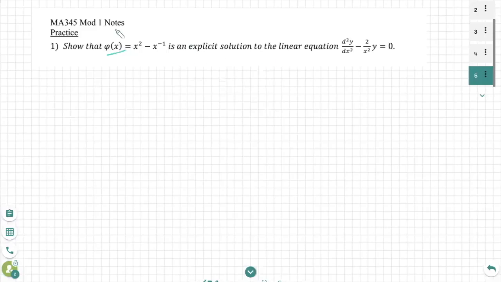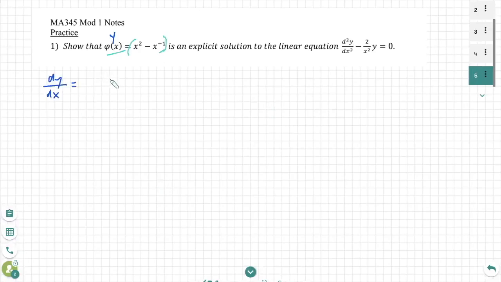So this is an explicit solution, right? So this is y equals this. You can plug this whole thing in for y then, but you need to take its first and second derivatives to plug it in. You just need a second derivative, right?